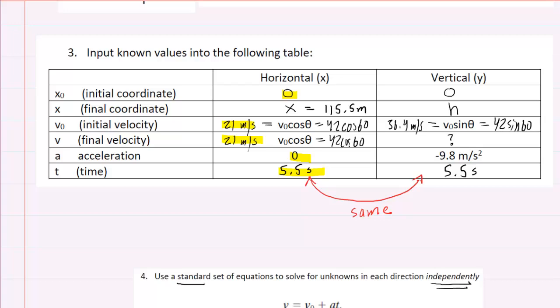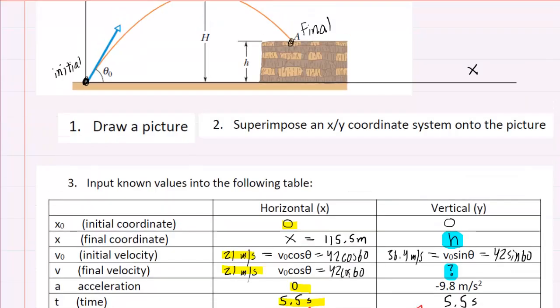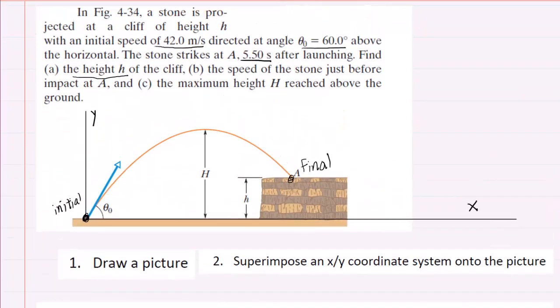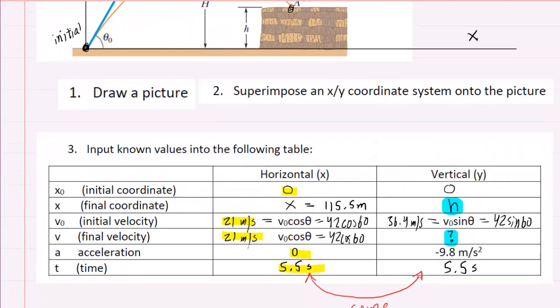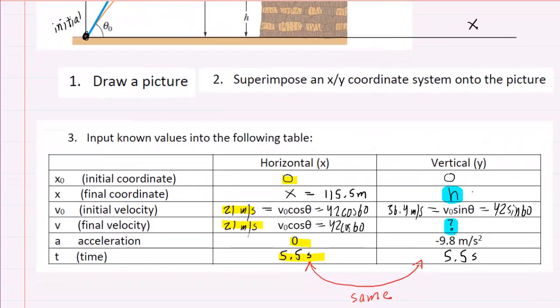Now, to the vertical direction, we're missing quite a bit. We're missing both the final coordinate in the vertical direction as well as the final velocity. This particular question, if we go back, remember in part A of the question, we wanted the height, lowercase h. So our goal right now is to find lowercase h. We don't necessarily care right now about the final velocity in the vertical direction.